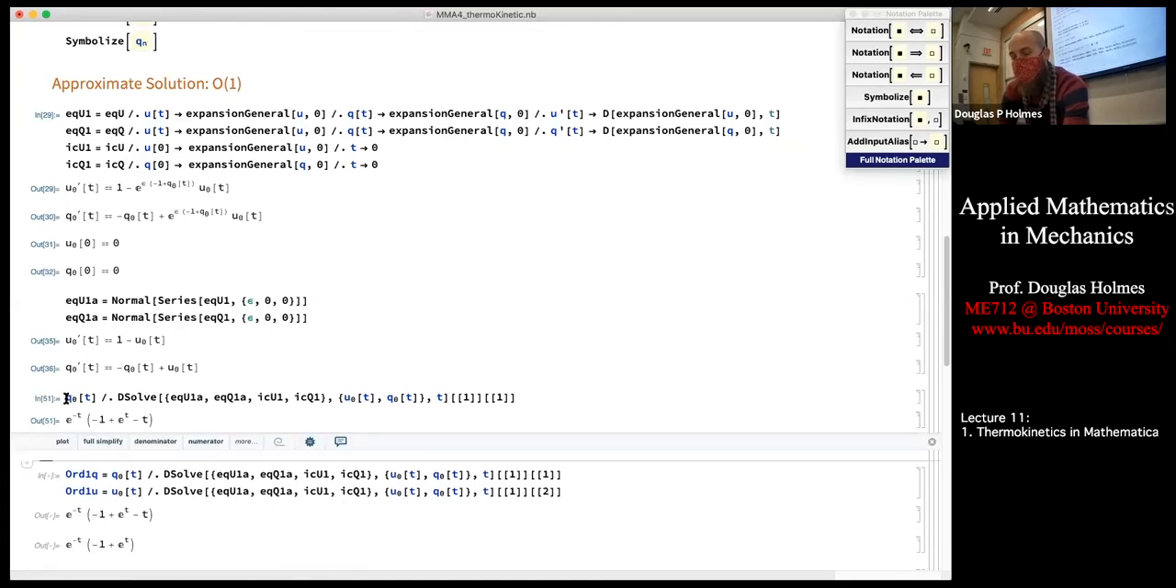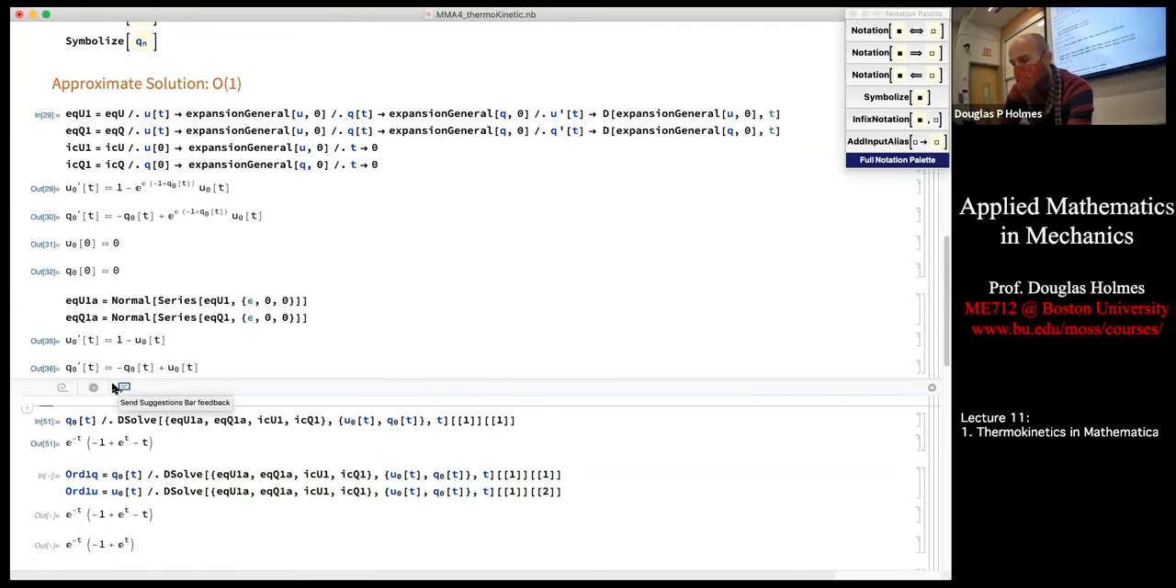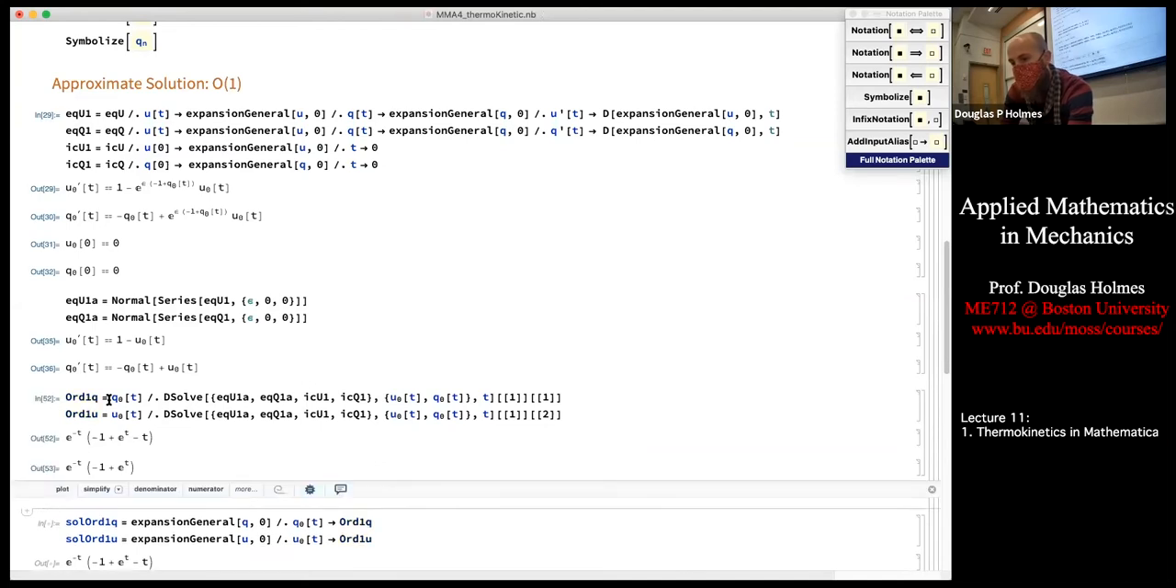So I took the first solution, which is q naught of t, and I get this exponential term. And I just stored that as my order 1 solution for q. And I did the same thing. These 2 lines of code are exactly identical, except the first one calls the first solution, the second one calls the second solution. And the first one has q, and the second one has u. And I solved it for order 1 for q and order 1 for u. Take a second and see if you can get that to work for u. Not the variable u, just you yourself.